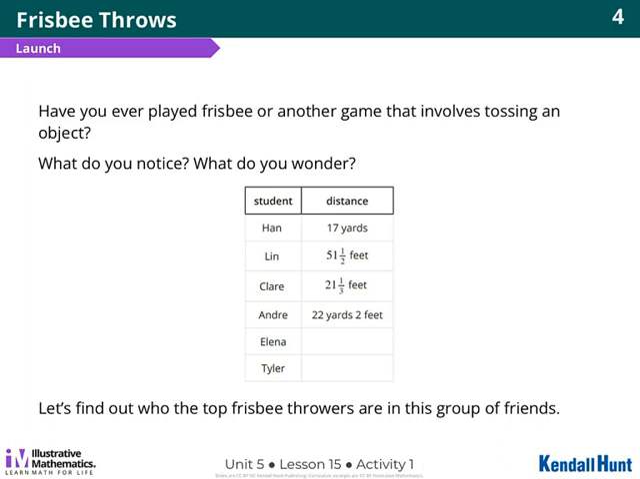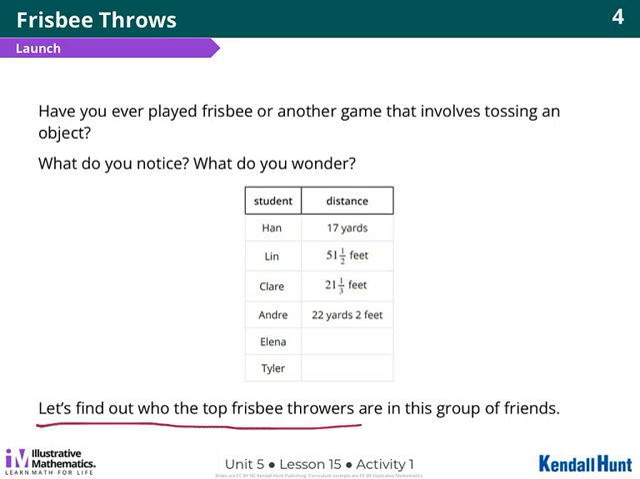Aubriella? How come Elena and Tyler don't have their distances? That's a really good question. Elena and Tyler have nothing written down. Uh-oh. Jerica. Yards and feet instead of all feet or all yards. Why do they keep switching measurements, right? Or units? Okay, Madeline? I wonder why there's fractions for some, but just feet for other ones. Did you guys notice the fractions in there? Yeah. Okay, last one. I wonder why Andre has yards and feet.